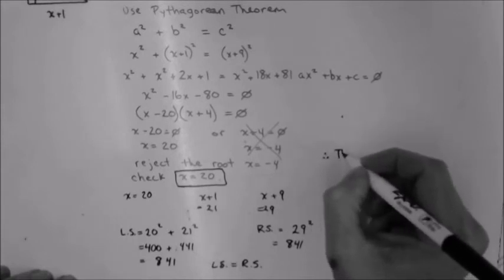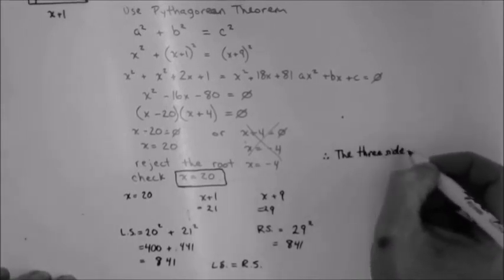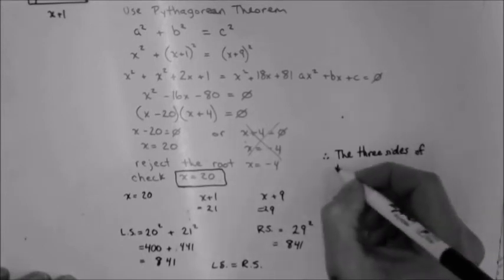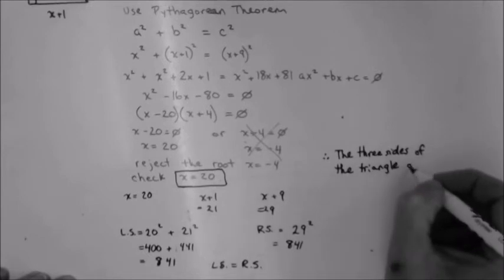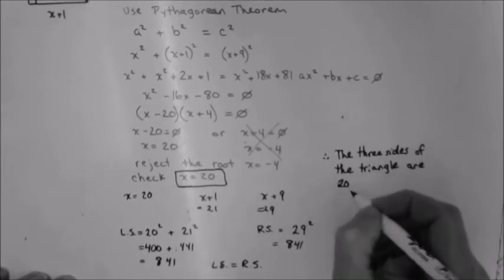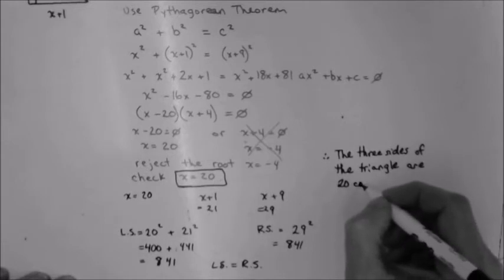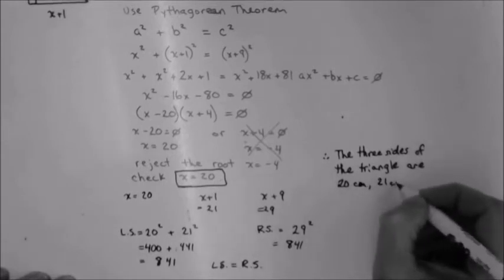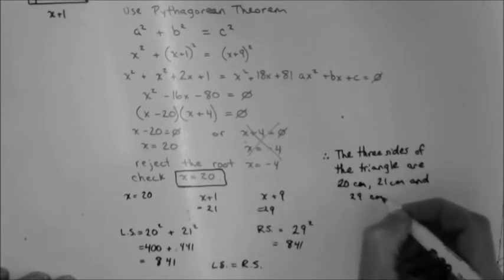Therefore, the three sides of the triangle are 20, it's all in centimeters, 20 centimeters, 21 centimeters, and 29 centimeters.